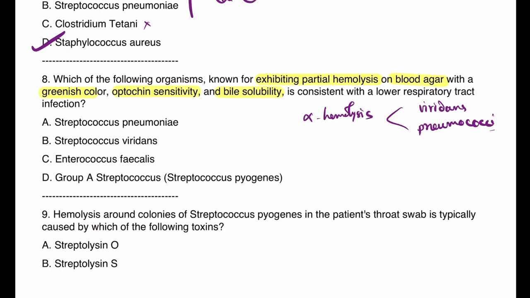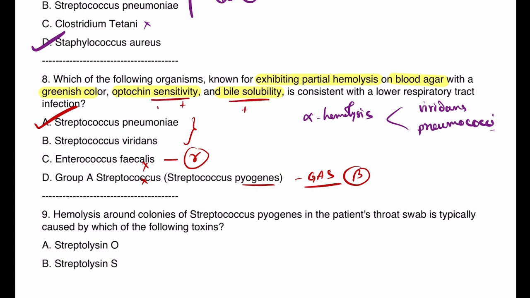Okay, so the answer to this question will be no doubt Streptococcus pneumoniae. Viridans will show no hemolysis or gamma hemolysis, and pyogenes, which is a beta hemolytic group A streptococcus, is also not going to be the answer. Now these two show alpha hemolysis or partial hemolysis and produce a greenish color on blood agar, but here they have mentioned optochin sensitive and bile solubility positive. That means this is pneumococci, because viridans are optochin resistant, and they are bile insoluble.